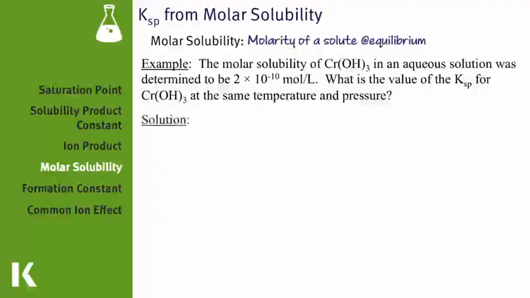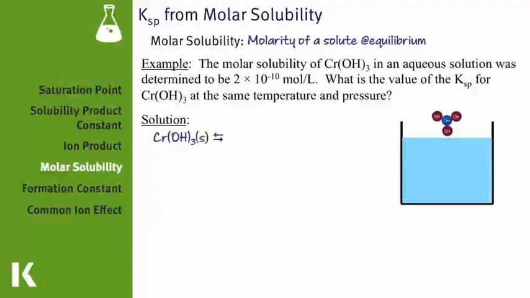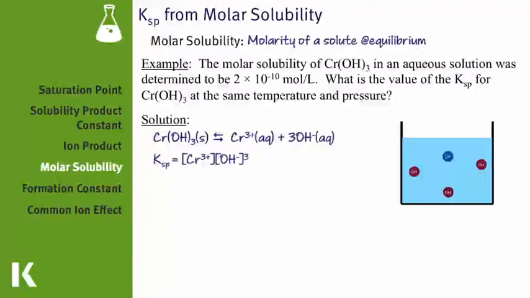We attack this problem in the same way we attack all equilibrium problems, by writing out the reaction. We start with solid chromium 3 hydroxide, and then we write out how it will dissociate into water. Given the balanced reaction, we can then generate an equilibrium expression. Don't forget that hydroxide's coefficient will become the exponent in the equilibrium expression. Next, we use X to represent the amount of chromium 3 hydroxide that dissociated. For every X amount of solid that dissociates, there is X amount of chromium ion and 3X amount of hydroxides, as there will be 3 times as much hydroxide as chromium in our solution.